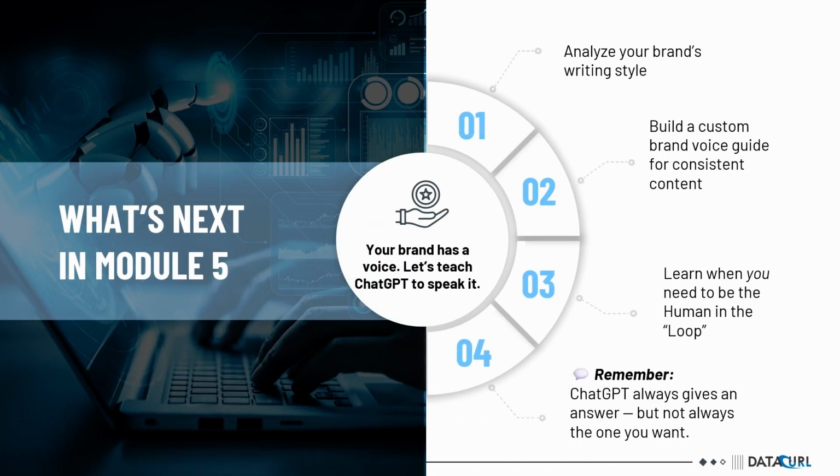Okay, so that wraps up Module 4. Module 5 is coming up. Now your brand has a voice. So we're going to teach ChatGPT how to speak in your voice. So firstly, we'll analyze your brand's writing style. Is it formal? Is it casual? Is it persuasive? Then we're going to build a custom brand voice guide for consistent content.